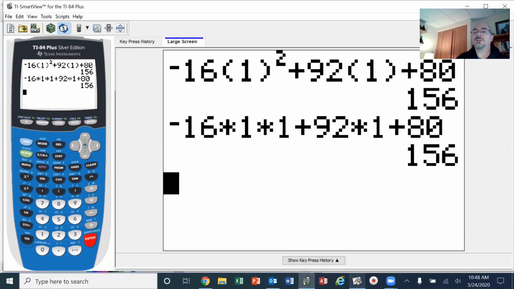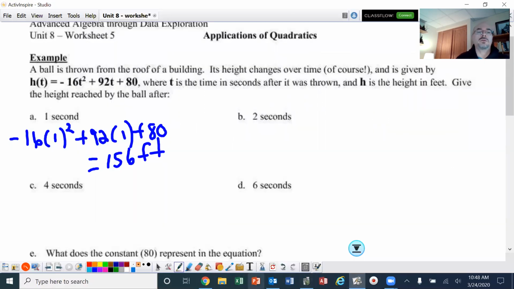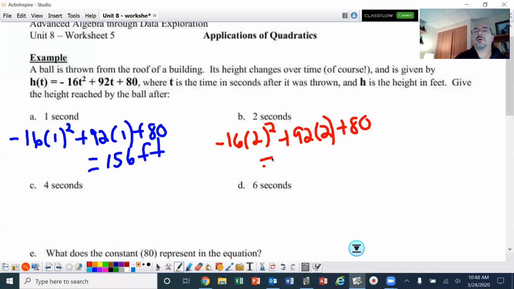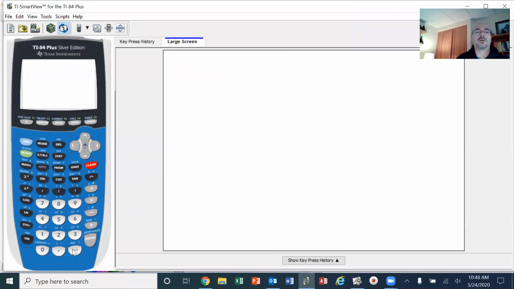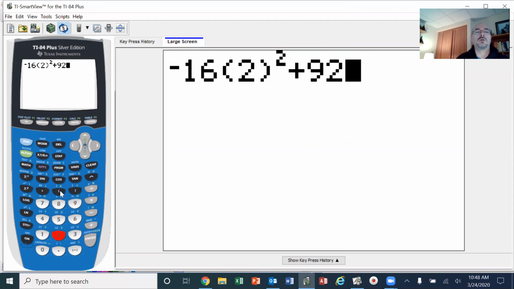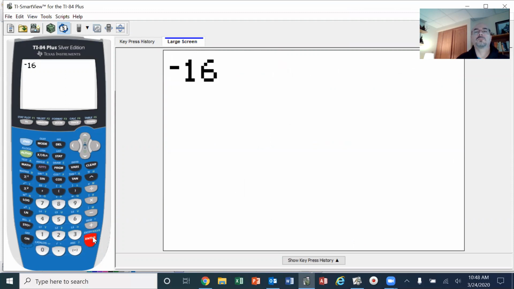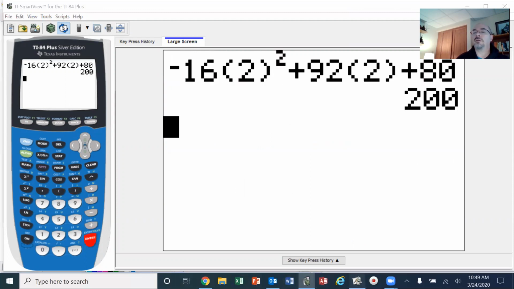All right, let's do that with the second one. So in this one, we're going to plug in a 2. So we've got the negative 16 times 2 squared plus 92 times 2 plus 80. And we're going to find out what that equals. If you're using the graphing calculator, again, you're going to go negative 16 times 2 squared plus 92 times 2 plus 80. So it's now 200 feet off the ground.